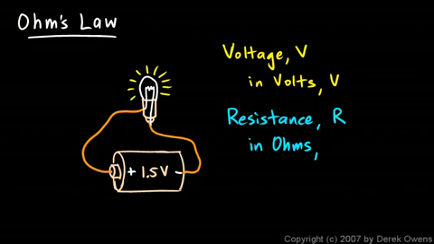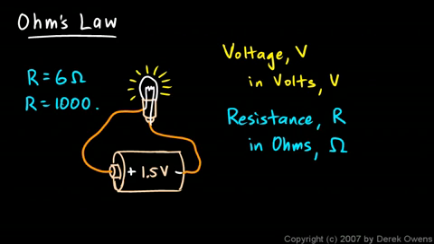Resistance is measured in ohms, and the symbol for ohms is the Greek letter omega. This is the last letter of the Greek alphabet, and it looks kind of like a horseshoe like that. So you might say something like this. You might say resistance equals 6 ohms, or the resistance equals 1,000 ohms. That's just how that symbol is used.